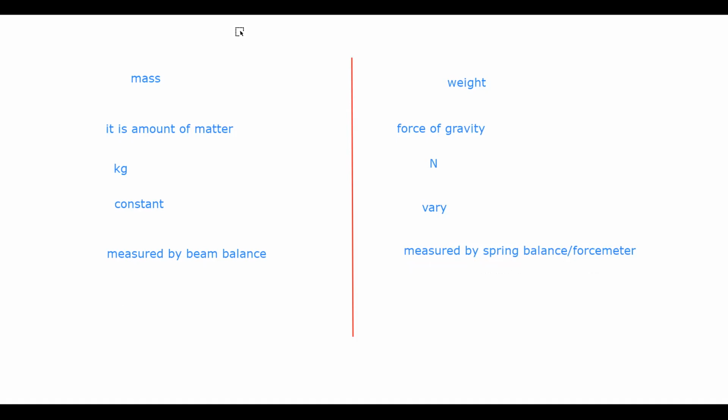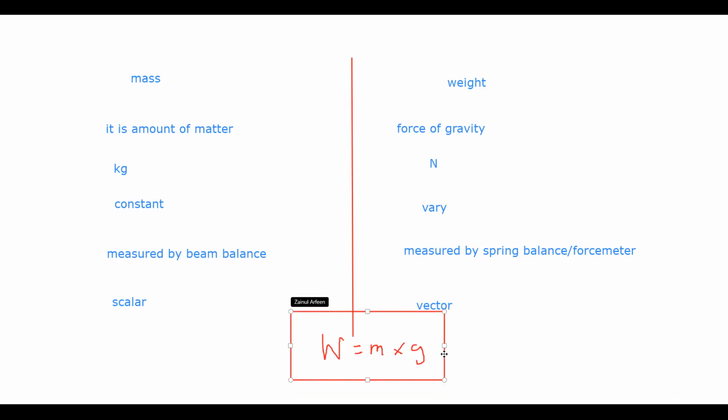And the last one, mass of an object is a scalar quantity, where weight of an object is a vector quantity. The formula which relates both mass and weight together: weight is equal to mass multiplied by gravity. So W is the weight of an object, M is the mass, and g is the gravitational field strength, or the strength of the gravity. So you can learn from this triangle.